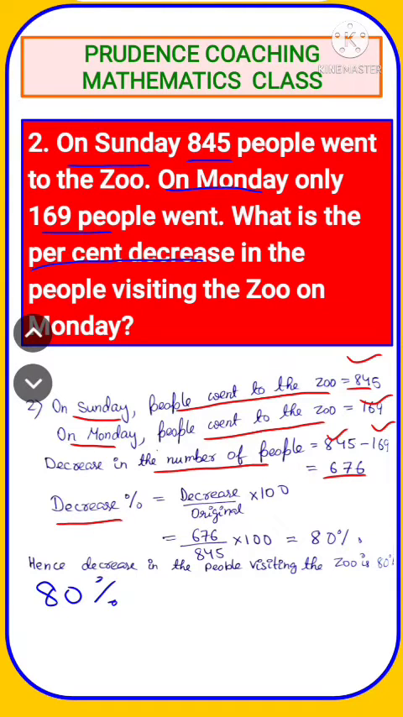So to calculate the decrease percentage, you need to put it in the formula: decrease divided by original into 100. Decrease is 676. You need to write it in the numerator, and in the denominator you are going to write the original value, that is Sunday's, into 100. By calculating this, you will get 80%, which is our final answer.